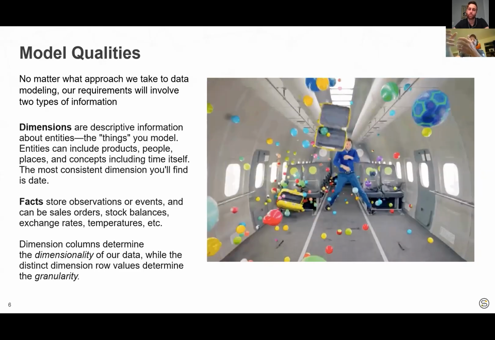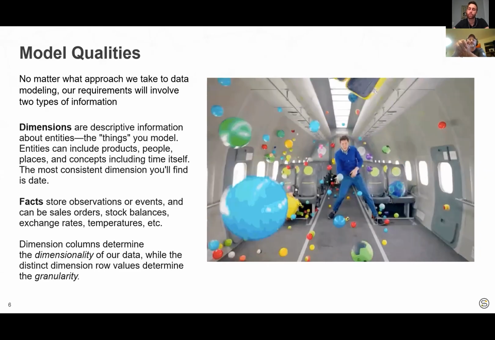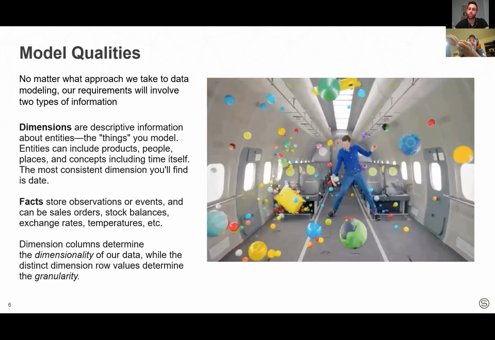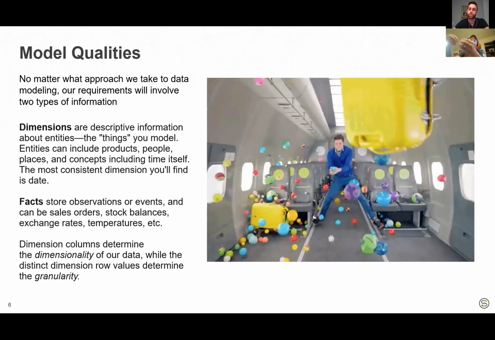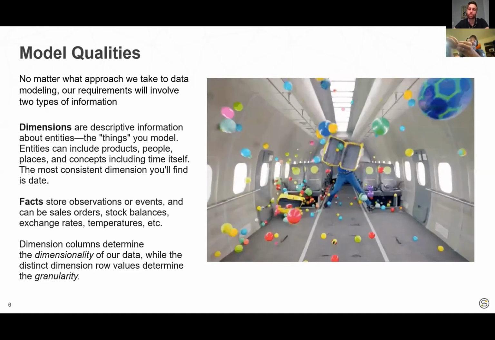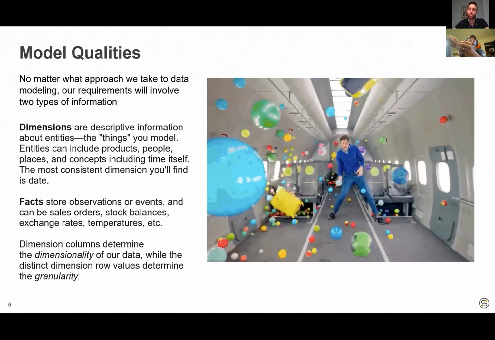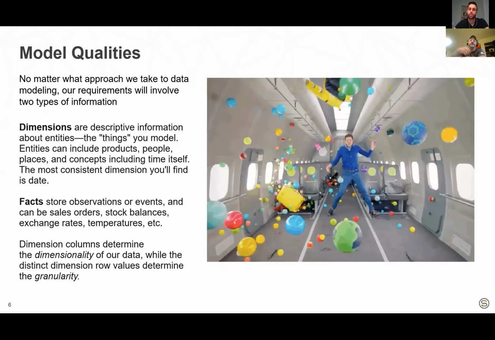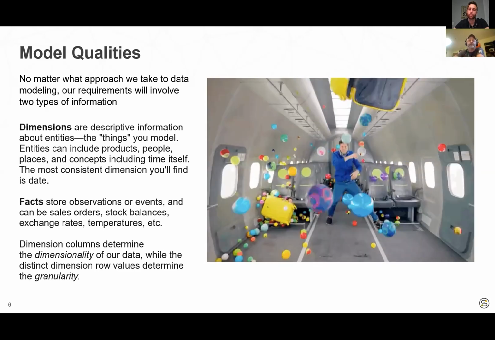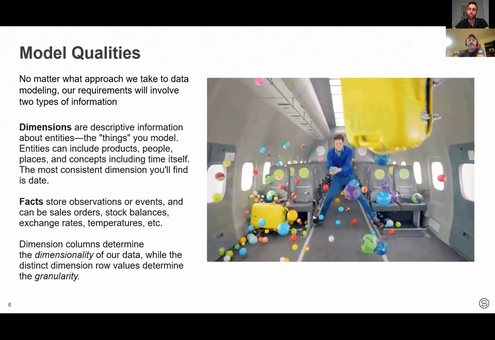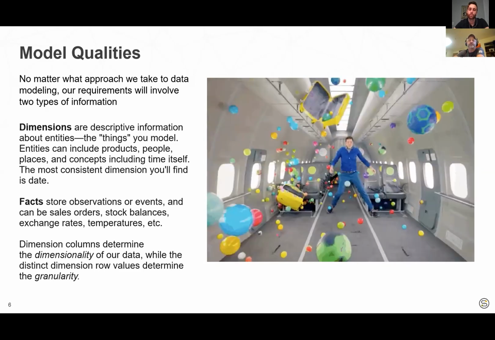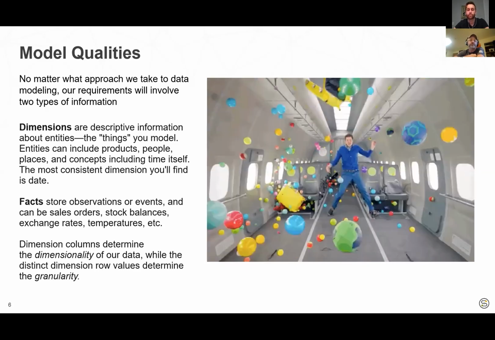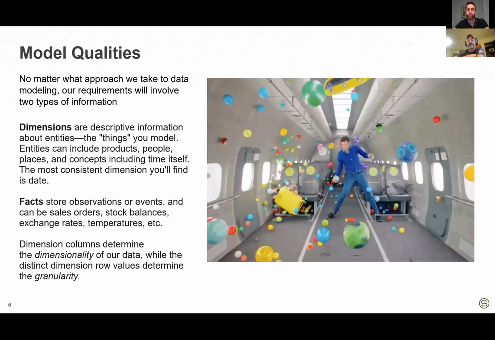The interesting thing about understanding the dimensionality of your data is that the columns that you have for dimensions will determine the dimensionality of the data. But knowing the dimensionality of your data is not going to tell you the granularity of the data. In order to understand the granularity of the data, you need to look at the distinct values in those dimensional rows. A good example here is with date. You're going to have a date column, but until you start looking at the values in that date column, you don't know whether you've got daily data or whether you've got weekly or monthly or annual or whatever.